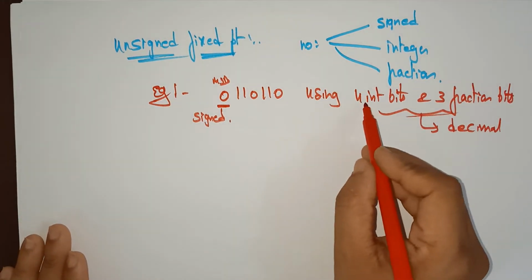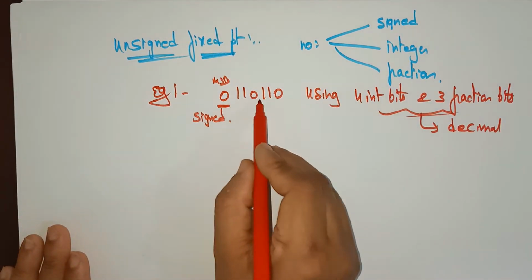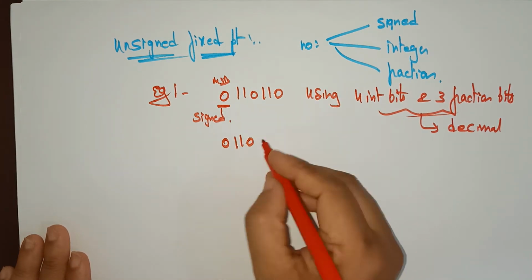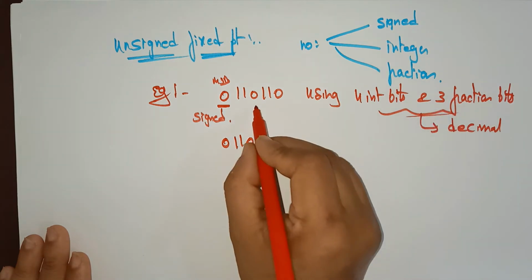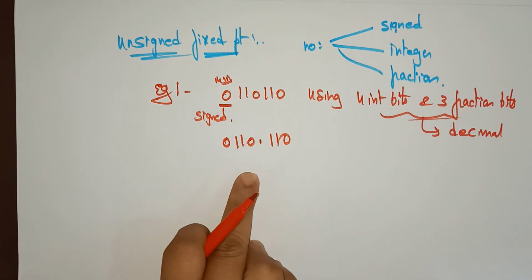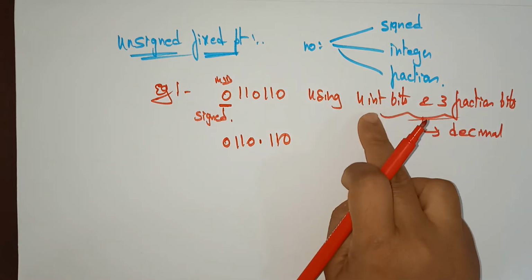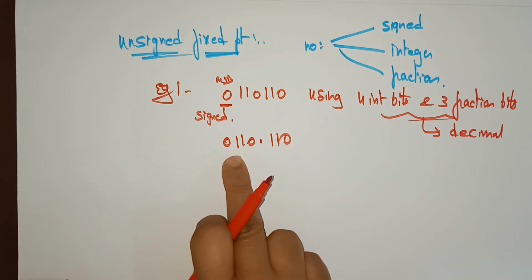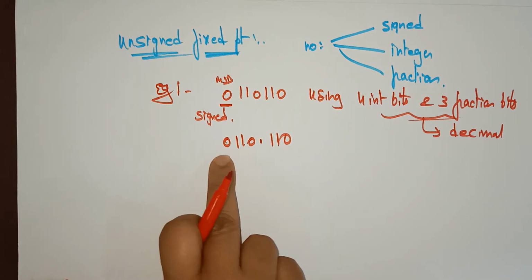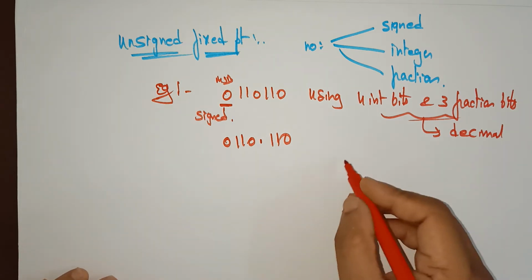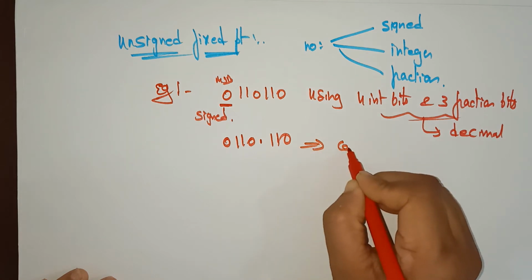Using 4 integer bits means we take only the first 4 bits. And the fraction bits? 3 fraction bits. The remaining bits are 1 1 0. So with the help of this information only, I am able to place the decimal point. So 4 integer bits and 3 fraction bits. The first one is a signed bit, which is a positive number. Let's convert into decimal.